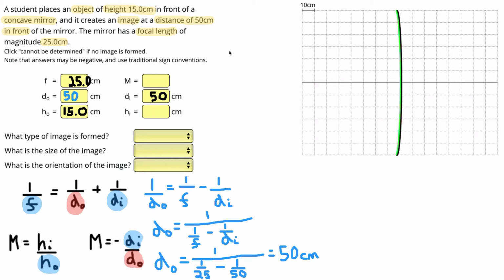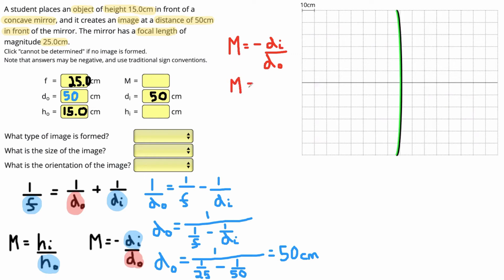So here's our equation. Magnification is equal to negative distance of the image divided by distance of the object. And I'm trying to find the magnification. So it's already arranged in the correct way. I just need to put my numbers in.